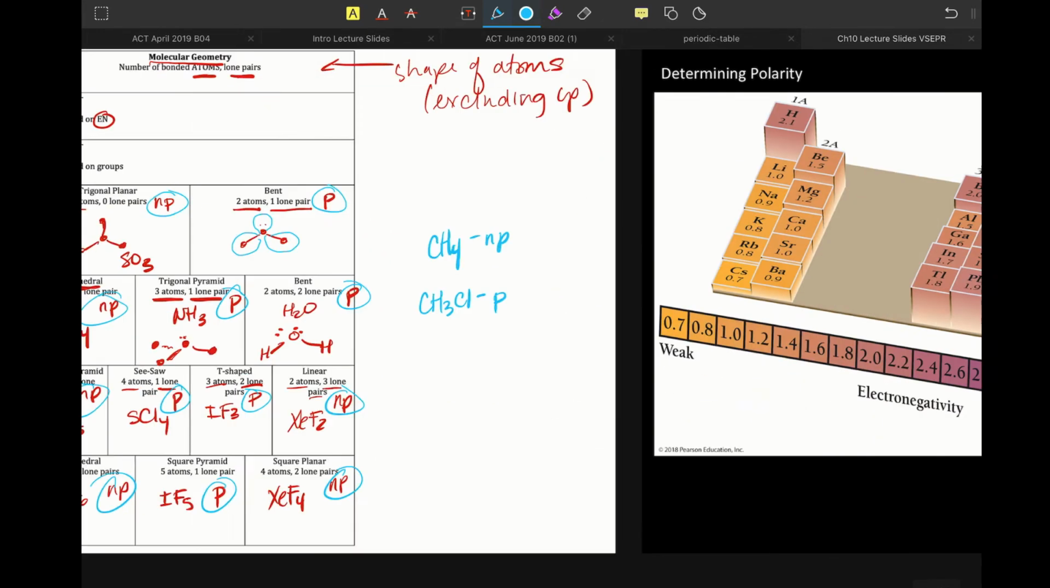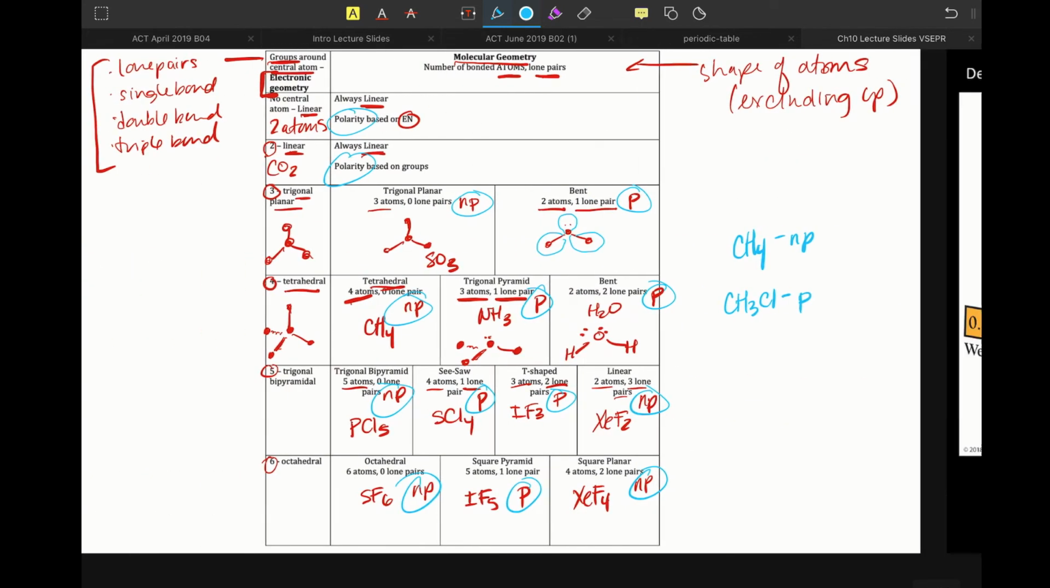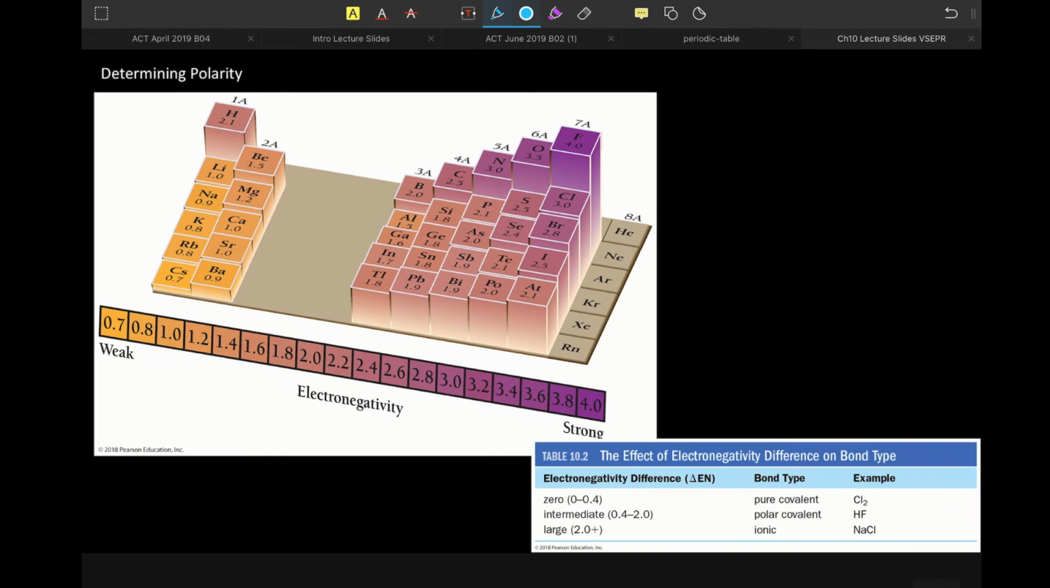So determining polarity. Number 1, shape matters. Shape determines polarity. But there's a secondary factor, and that has to do with our electronegativity, in that there need to be polar bonds in addition to a polar shape. So one more time, polar bonds and a polar shape. And polar bonds, for the most part, your book defines polar as being anything with an electronegativity difference in that range. And when we say electronegativity, we simply mean the tendency of an atom to attract electrons to itself within a chemical bond.